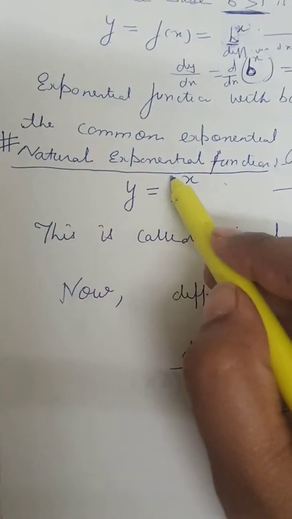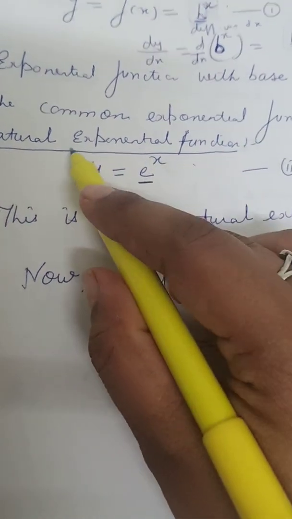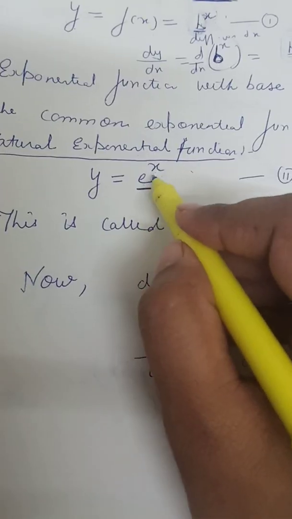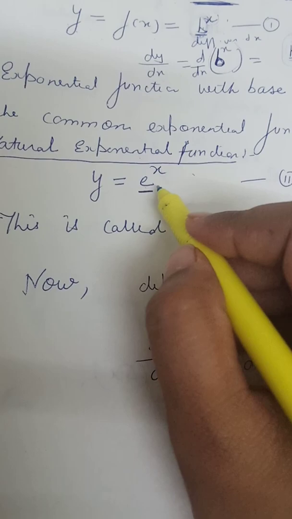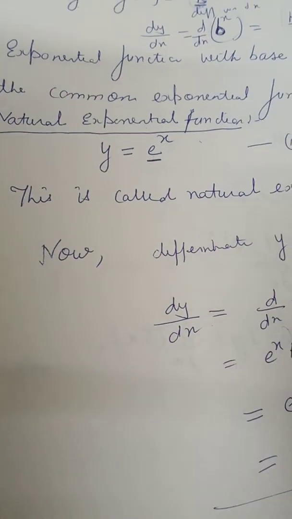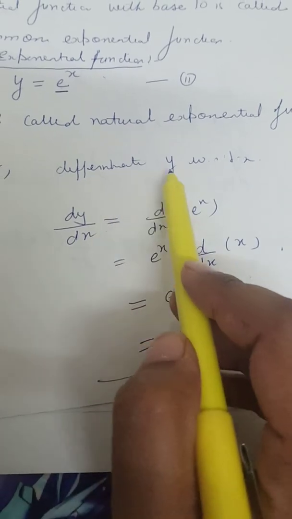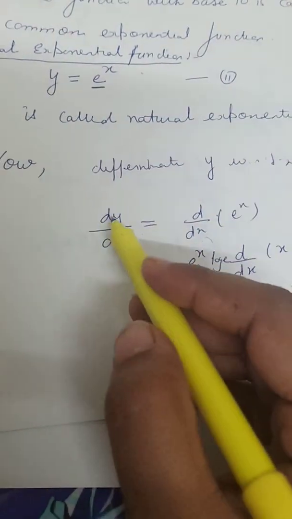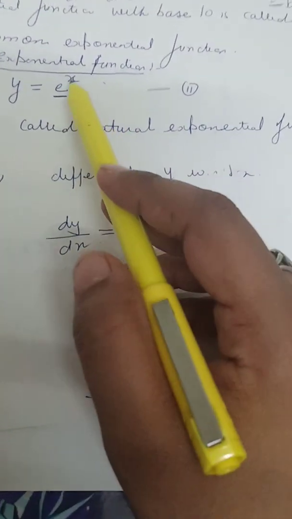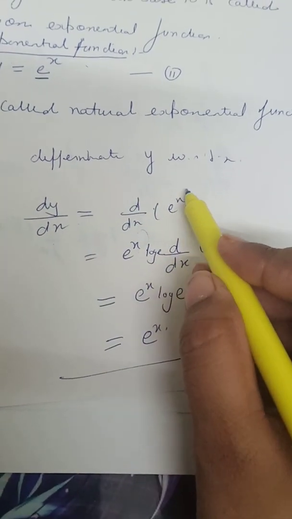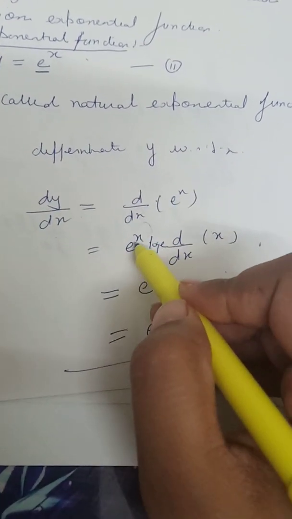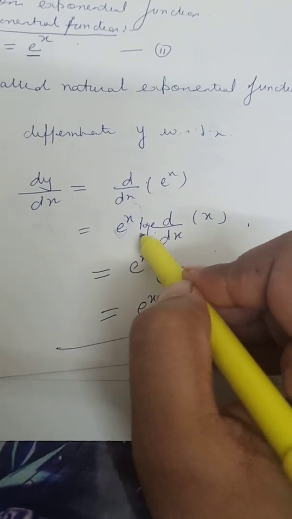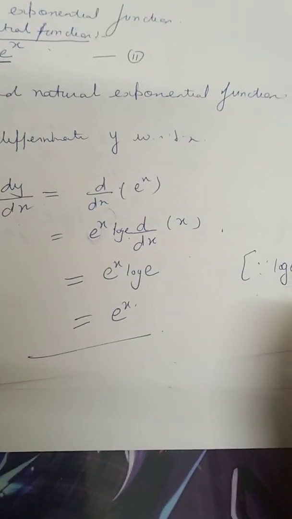Then here is the natural exponential function. If we write b as e, then y equal to e to the power x, and it is called the natural exponential function. Now differentiate y with respect to x. Here on the left hand side it will become dy upon dx, and e to the power x becomes e to the power x as it is. Then here will become the log of base. What is the base? e. log e, and we know that log e is always equal to 1.